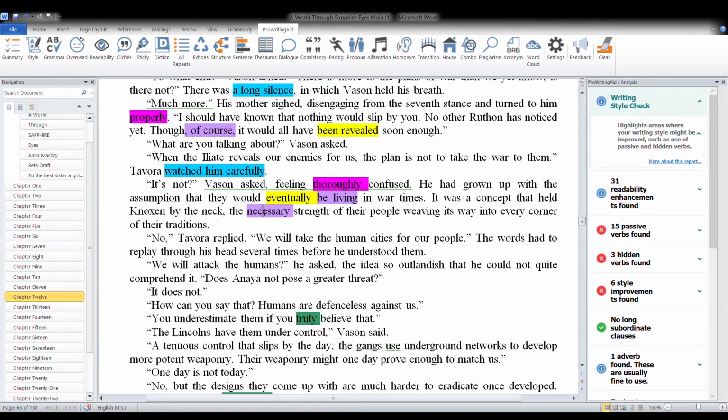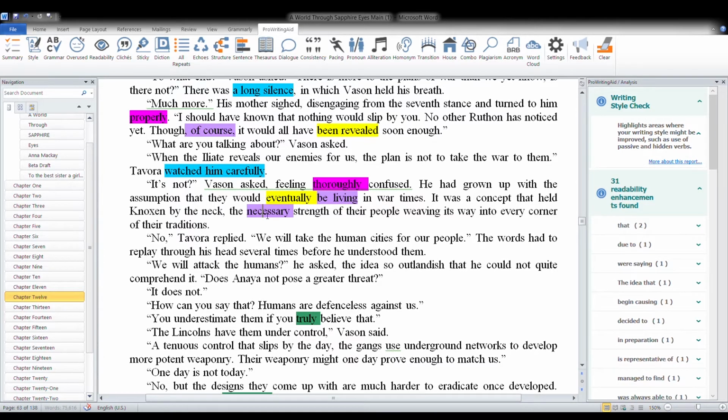First off, it's said this is an unnecessary word. Ironic, because it's necessary. The word is necessary. However, I actually agree when you remove these bulky words, it does strengthen your sentence, even though it's less description. Let's have a look. The strength of their people weaving its way into every corner of their traditions.